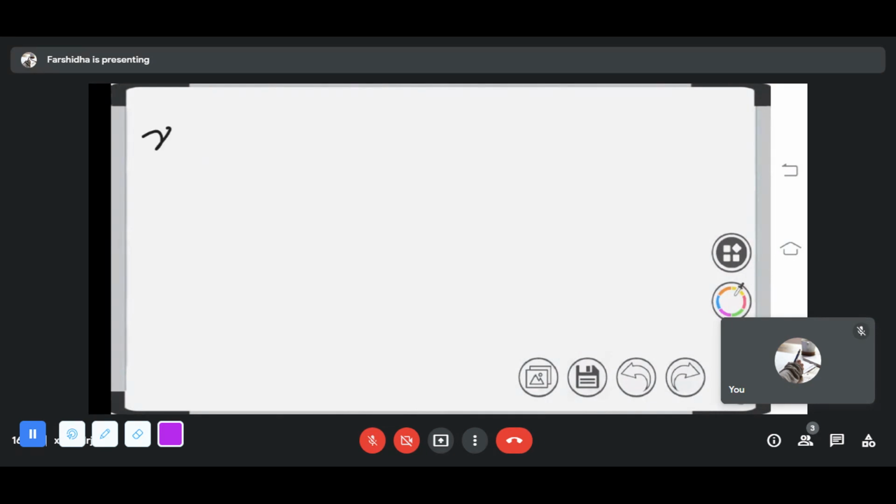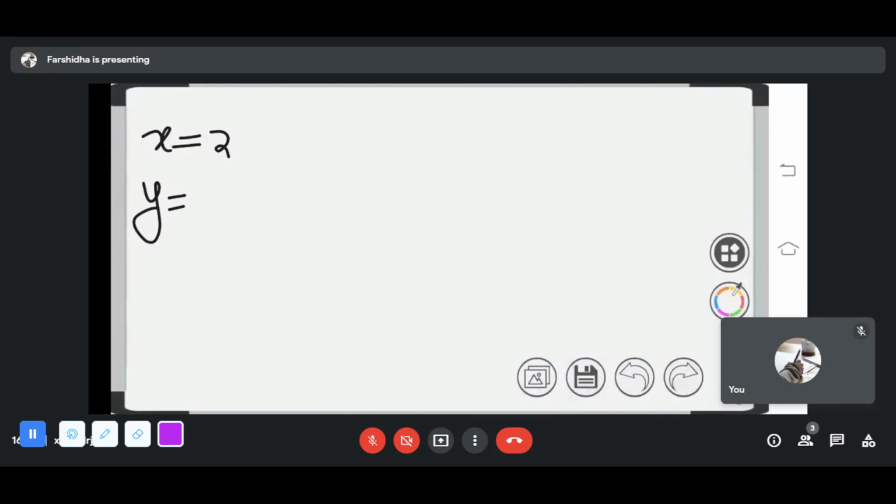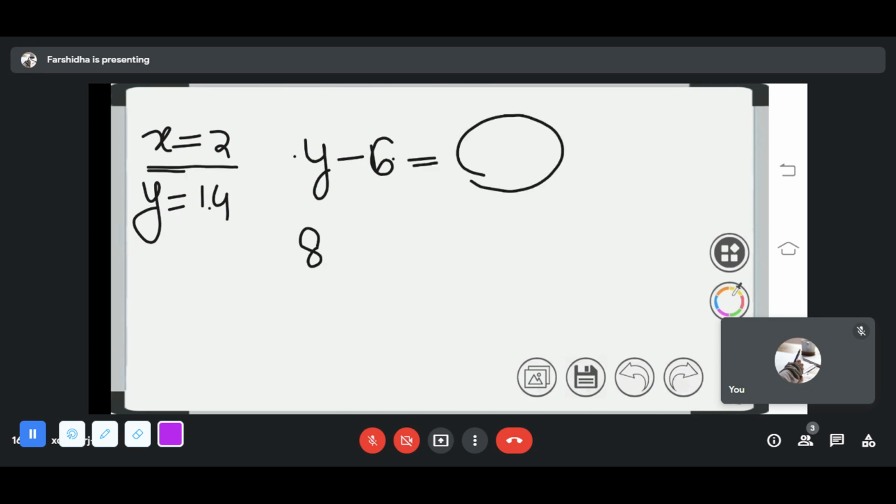Now I can form another equation, writing the condition here: x is equal to 2, y is equal to 14. So now I can write y minus, suppose, 6. Y minus 6 means 14 minus 6. 14 minus 6 is 8. Equal to, I should get 8 here with the use of this x. X into what is 8? I should get 8. X is 2, so 4. X into 4.